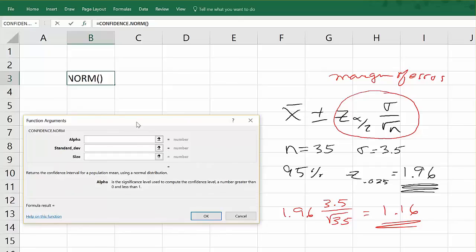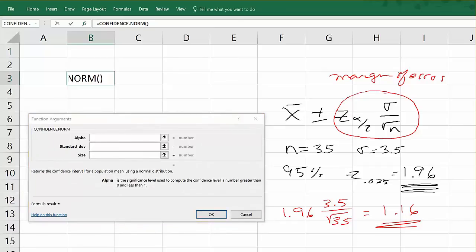Now it's asking me for my alpha value. I have a 95% confidence interval, so my alpha is 5%. So the way I'm going to enter that is put in a 0.05 and then move the cursor down to standard deviation. They're asking for the population standard deviation, as you can read down here. And that was 3.5. And then it wants the sample size, and my sample size is 35.